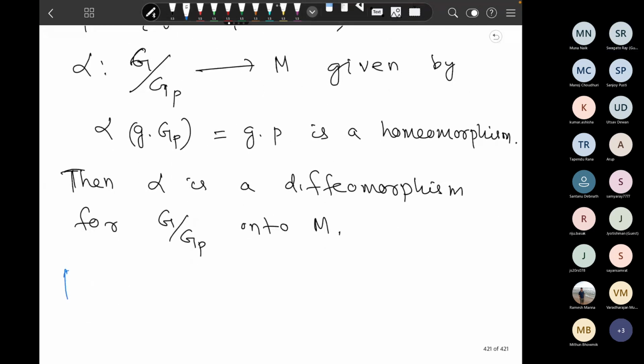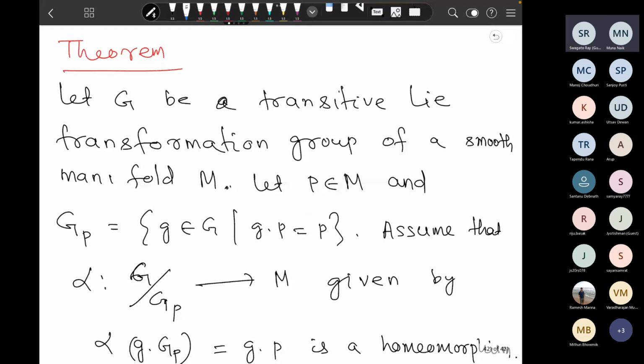Mona, I have a question. Maybe you have defined it. What is a Lie transformation group? This simply means that G acts on M transitively and the group action is smooth. So G is a Lie group, M is a differentiable manifold, G acts on M, and the action is smooth and transitive. So whatever natural maps are there, you just put smooth, and actually I have defined this.